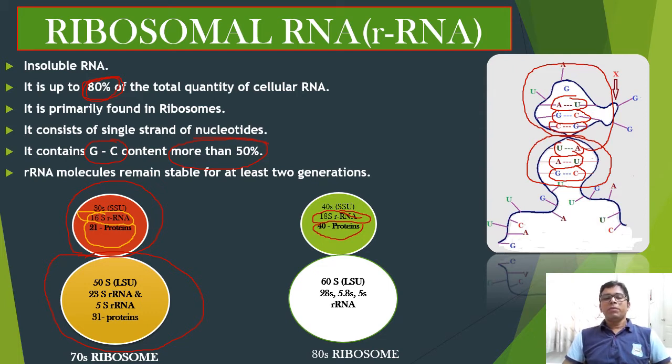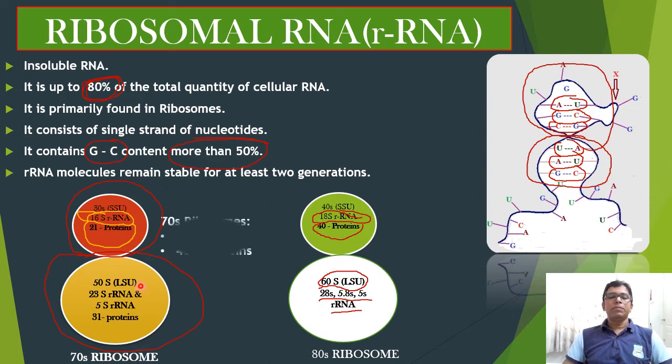Coming to the 60S subunit, or large subunit, in the large subunit of the 80S type of ribosome, three types of rRNAs are present. They are 28S RNA, 5.8S RNA, and 5S RNA. In this way, three different types of rRNAs are present in the LSU of the 80S type of ribosome.